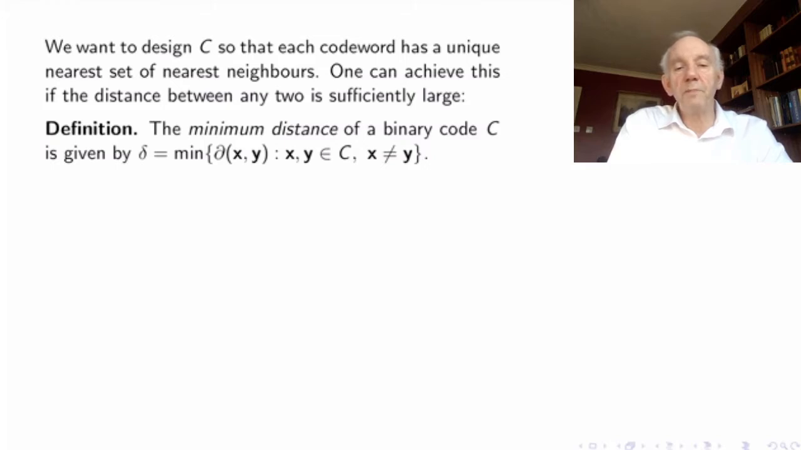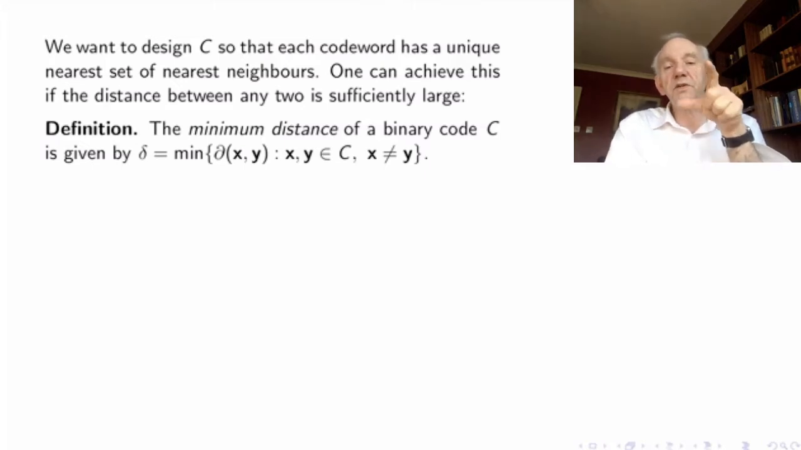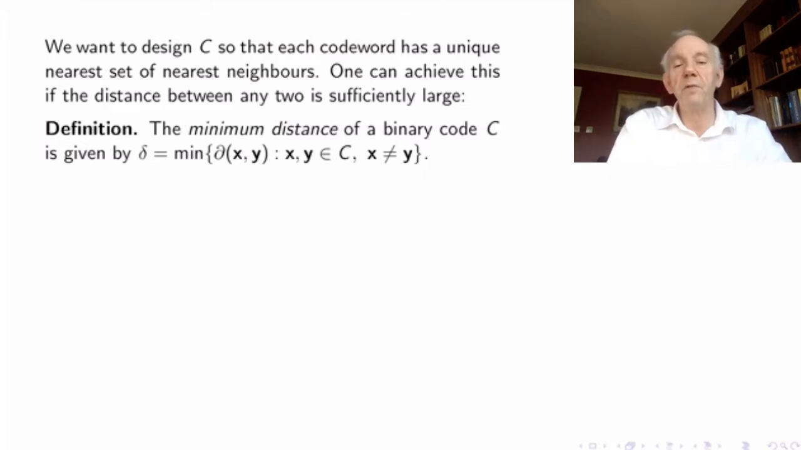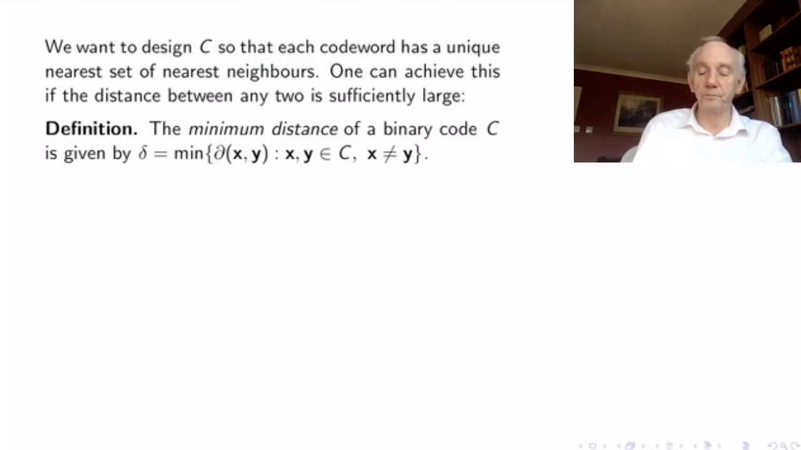So for this purpose, we define the minimum distance of a binary code. It's simply the minimum of the distances between the code words. Remember, not all the words are code words, only some of them. So we can define delta to be the minimum, the least distance between two code words, two distinguished words.